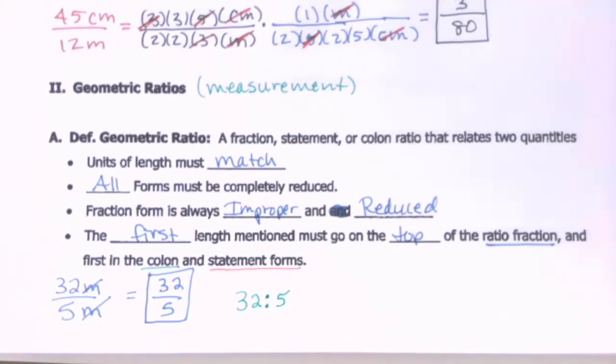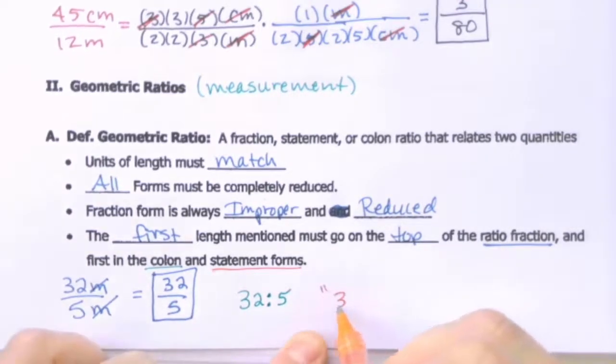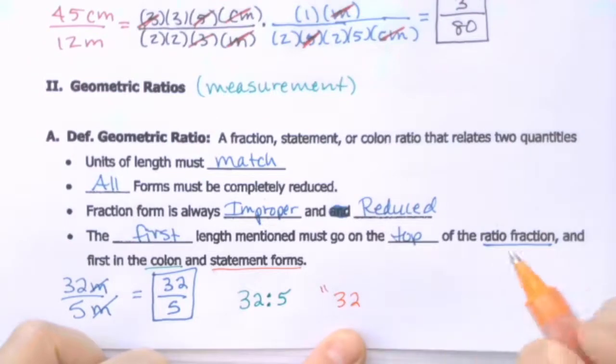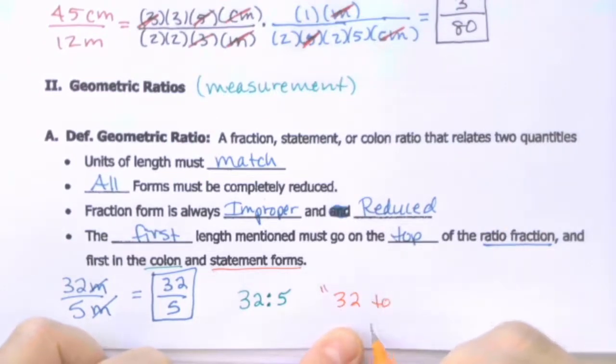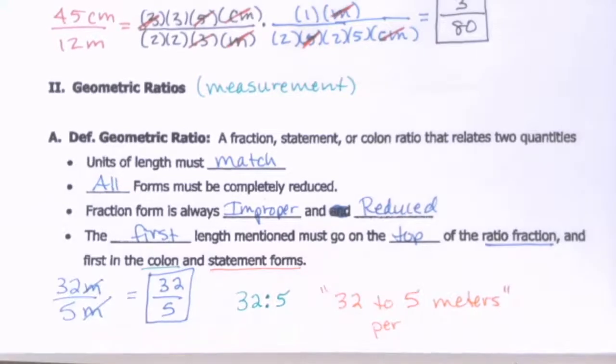In statement form, the first number or the top number comes first. So 32, and usually we use the word to, sometimes the word per, depending on the situation. So it's 32 to 5 meters, if we're talking about meters. So those are the three forms we're going to use. Flip the page.